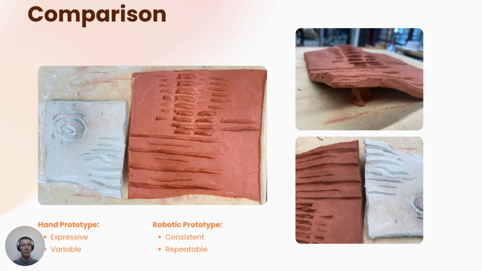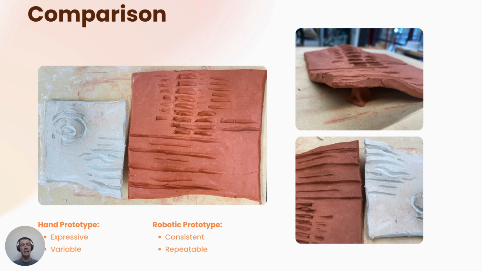However, the robotic process lacks adaptability. Once the toolpath is set, the system cannot respond to unexpected changes in the material, such as variations in moisture or resistance. This can lead to issues such as dragging and deformation that would otherwise be corrected during hand carving.